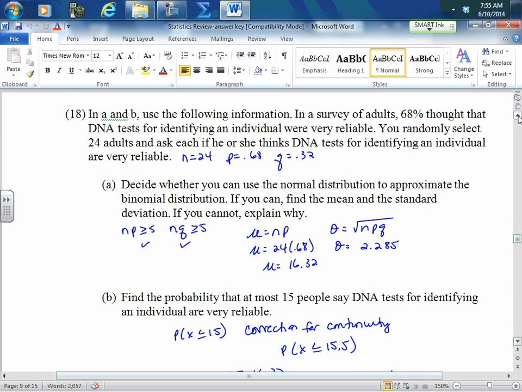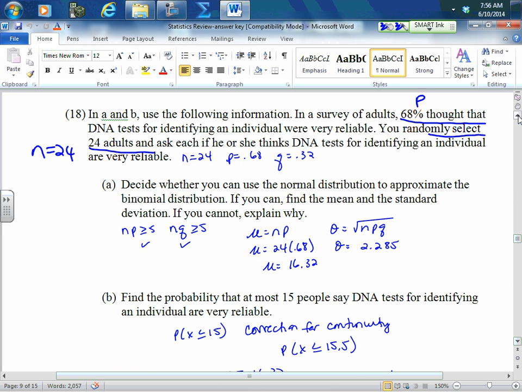In A and B, use the following information. In a survey of adults, 68 percent, proportion, P. I have a P, not a U. Thought the DNA tests for identifying an individual were very reliable. You randomly select N adults, N is 24, and you ask them if he or she thinks that the test for identifying DNA is reliable. They say yes or no, 2 choices.